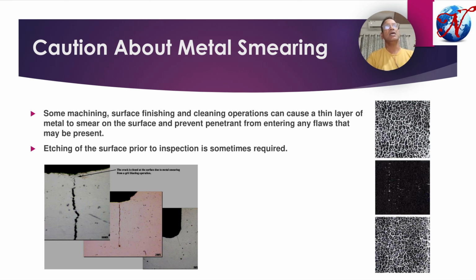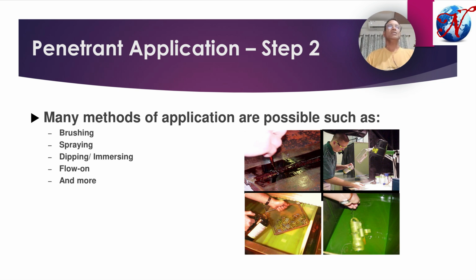So this is an example of an inspection part before the pre-cleaning and after the pre-cleaning. If the smeared metal is removed from that, there will be a lot of microstructural changes occurring in your inspection part. After the pre-cleaning process has been completed, we apply the penetrant.